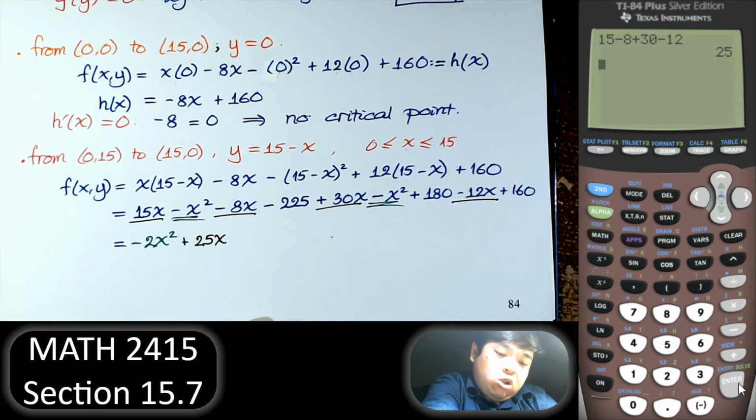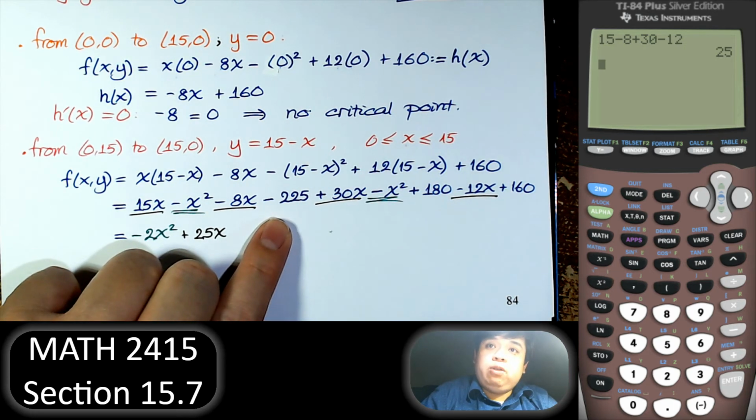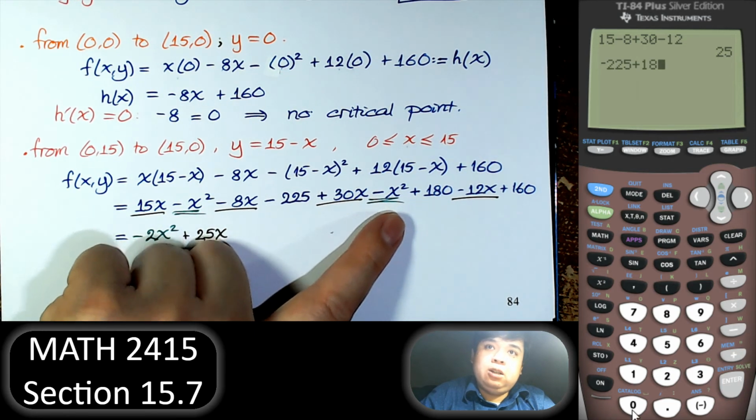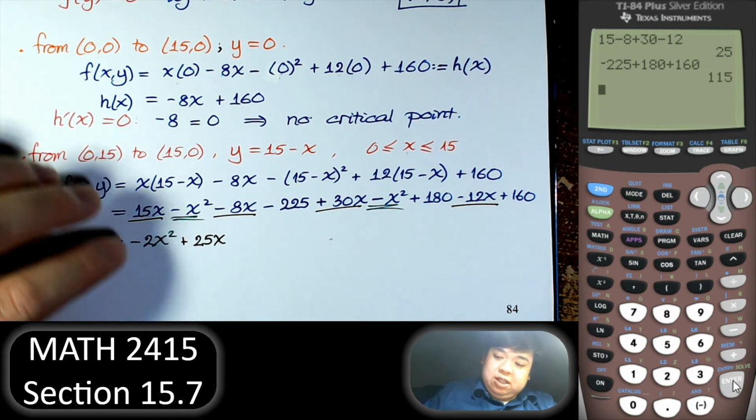Just 45 minus 20, yeah. And then the numbers, negative 225 plus 180 plus 160, 115.